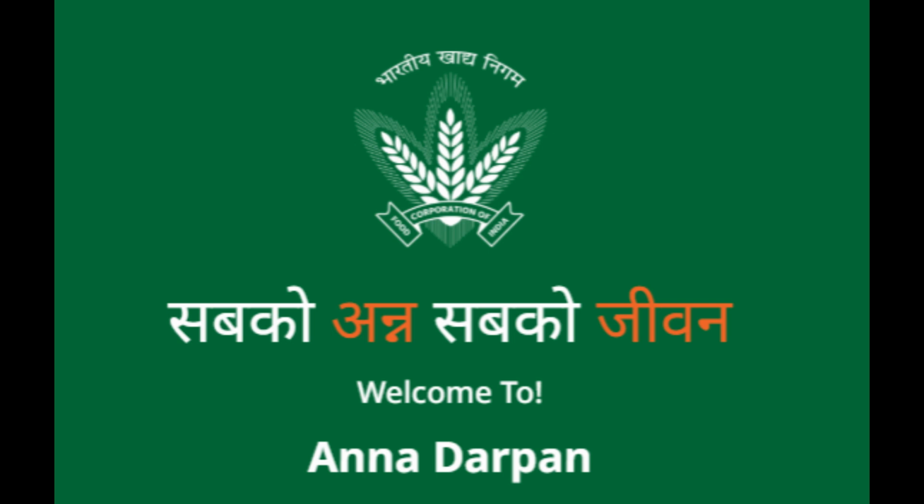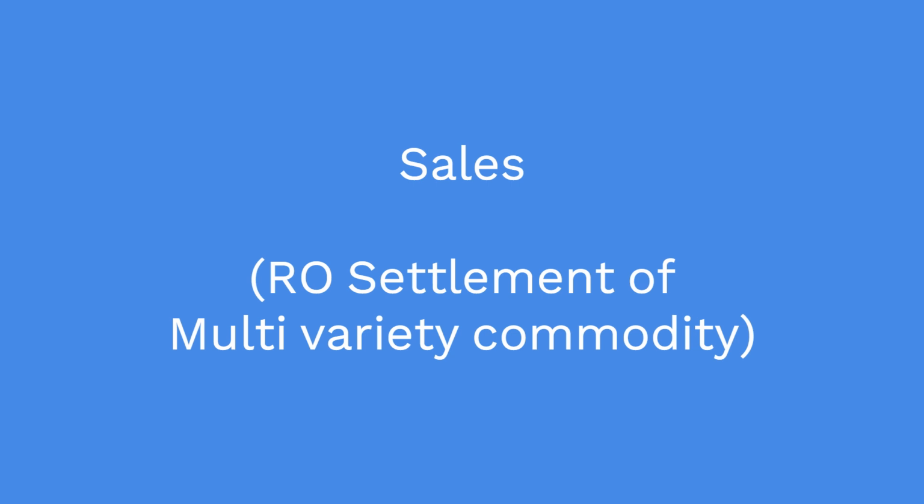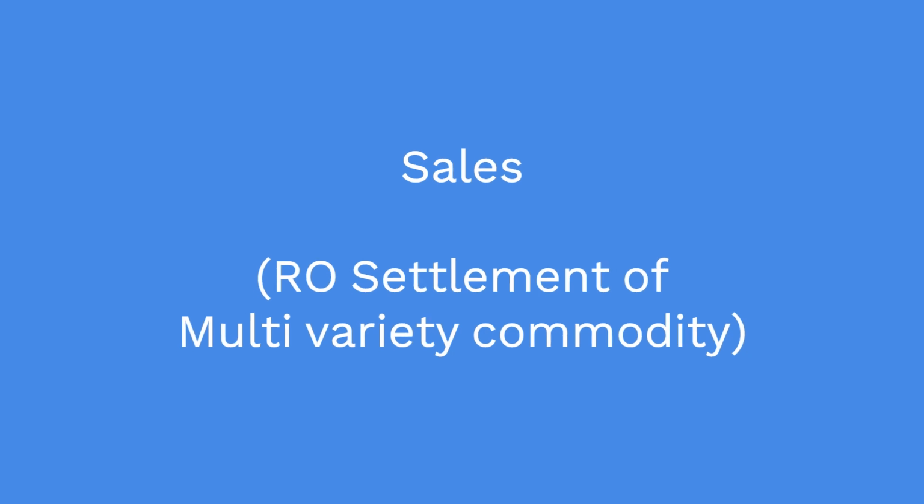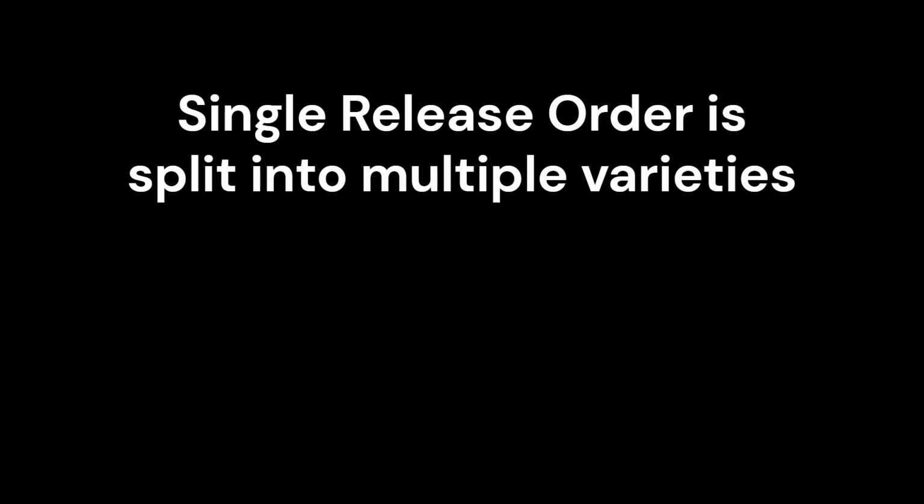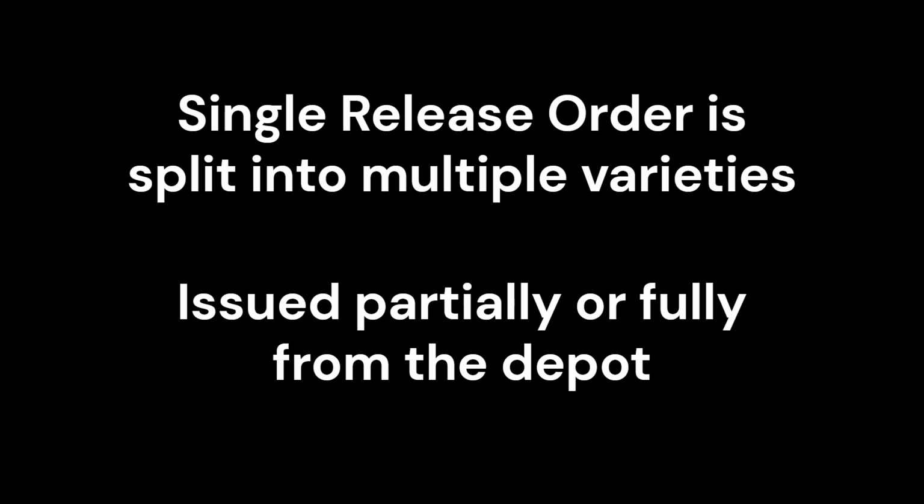Welcome. In this video, we will demonstrate the release order settlement process for multi-variety commodities in the sales module. This scenario applies when a single release order is split into multiple varieties, issued partially or fully from the depot, and finally settled by the divisional manager.